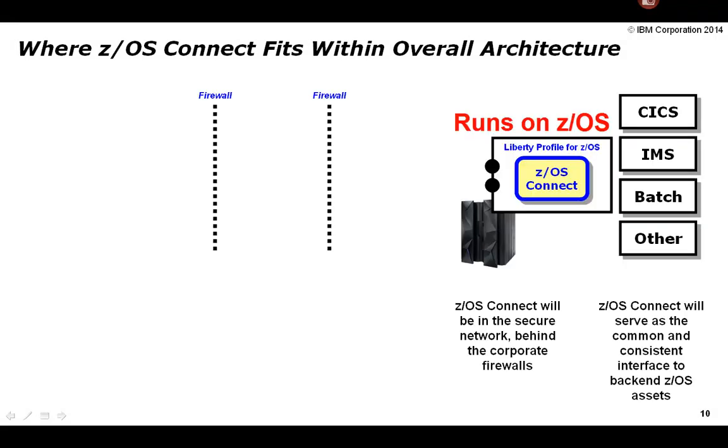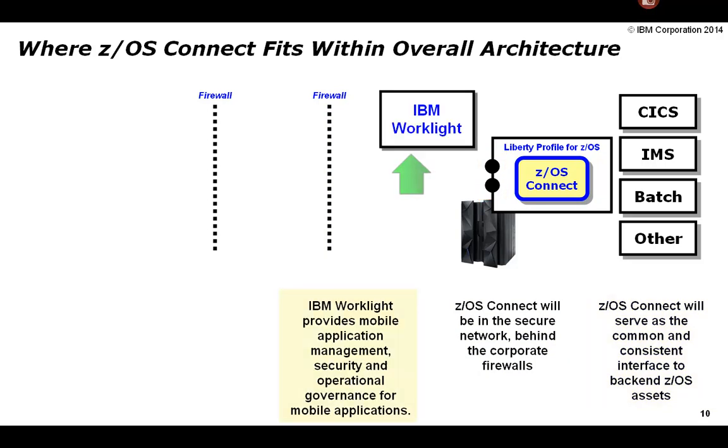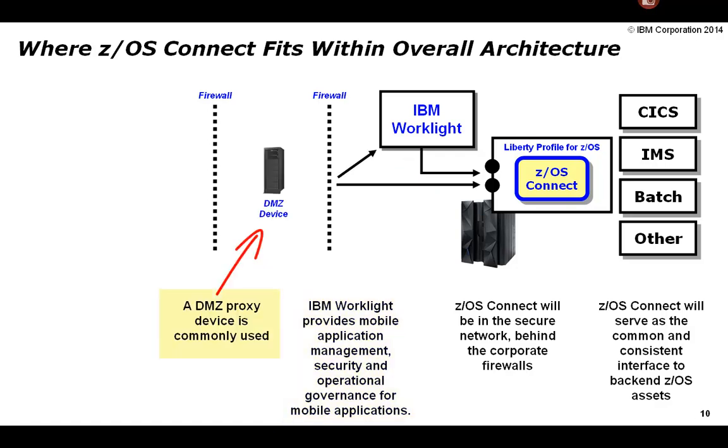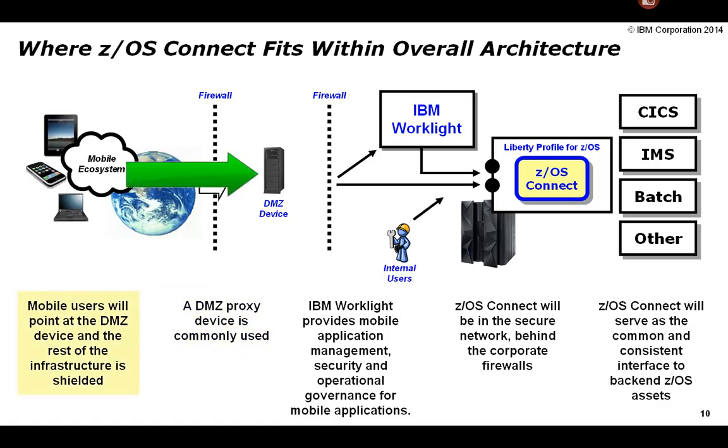z/OS Connect runs on z/OS, which means it will run behind the secure firewall in a network architecture. It provides the common and consistent interface to z/OS programs and applications. IBM Worklight provides application management, security, and operational governance for mobile applications. Proxy devices are commonly used in the zone between the Internet-facing firewall and the secure firewall. Devices and systems using z/OS services would address themselves to the proxy function in the DMZ, which would forward back to either Worklight or z/OS Connect. Internal users would point to either Worklight or z/OS Connect as well.